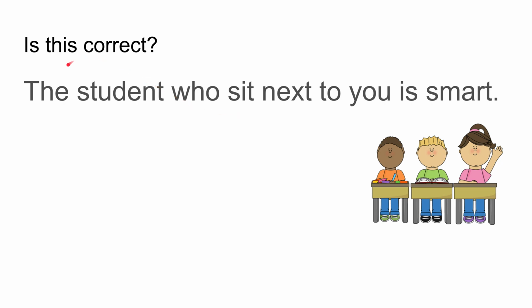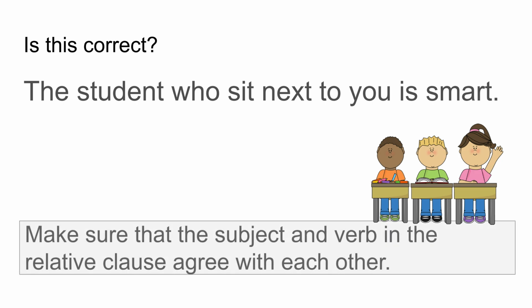Is this sentence correct? The student who sit next to you is smart. Okay, take 10 seconds. The answer is no. Okay, we have to make sure that the subject, the student, and the verb in the relative clause, sit next to you, agree with each other. So here we have third person singular. The student sits next to you. The student who sits next to you is smart. So we still need to make sure that the verb and the subject agree with each other, okay? Third person singular rule.